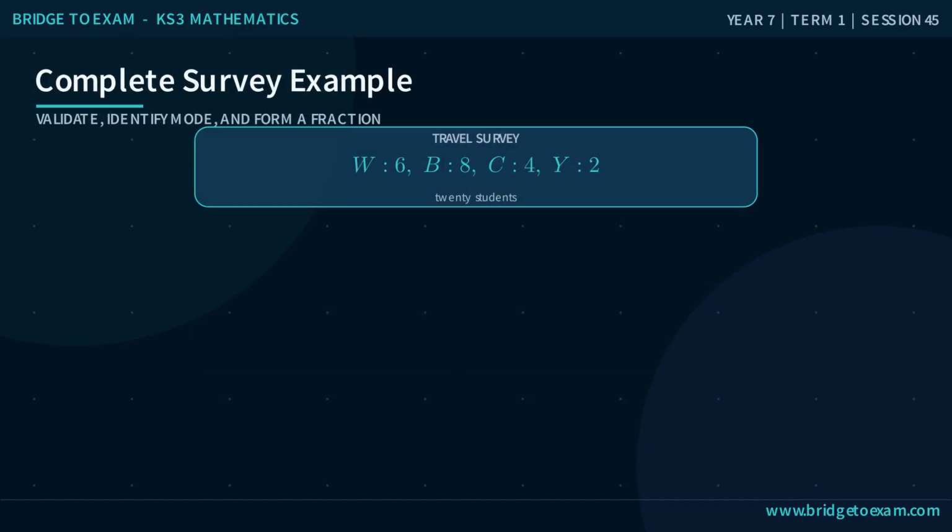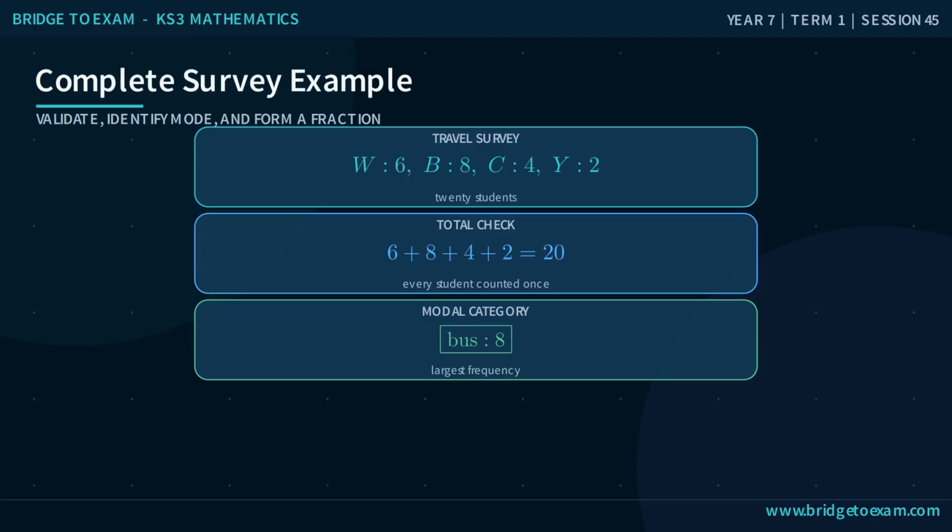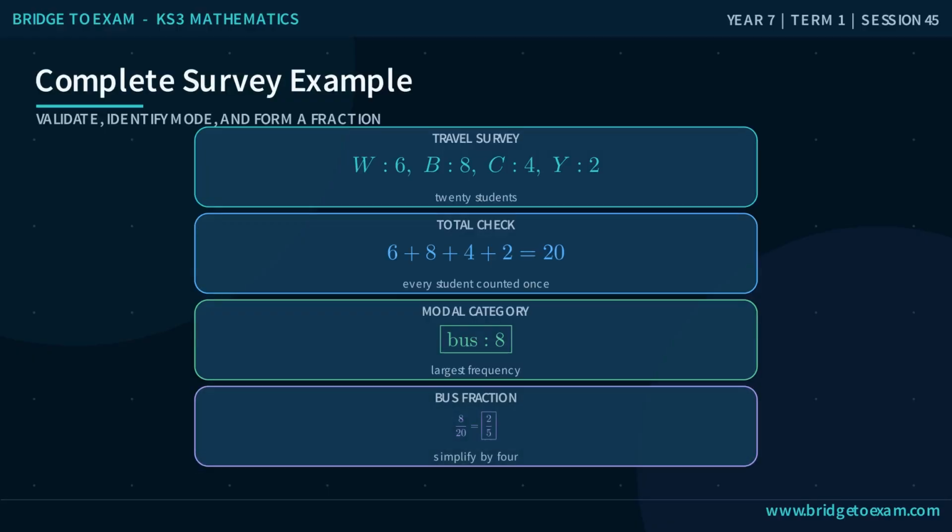Complete example: 20 students travel by walking, bus, car, or cycle. Frequencies are 6, 8, 4, and 2. Check the total. 6 plus 8 plus 4 plus 2 equals 20. Bus is the modal category with frequency 8, and its fraction is 8/20, which simplifies to 2/5. The table is consistent because every student is counted once, and the frequencies total 20.